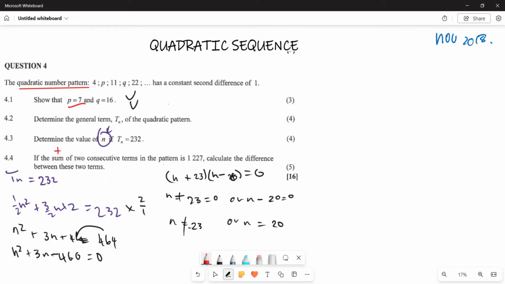Sum means plus. 2 consecutive terms, which means these are terms that follow each other, right? For example, 2 and 3 are terms that follow each other. When you have 2, then you're going to have 3, which means you're just simply adding 1 to go to the next term, isn't it so? Now they say they are equal to 1227. They say calculate the difference between these 2 terms.